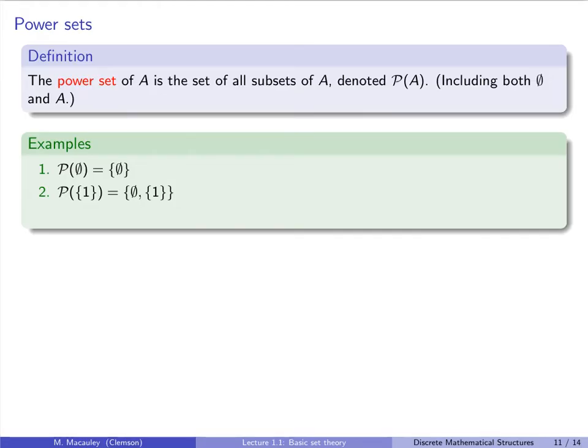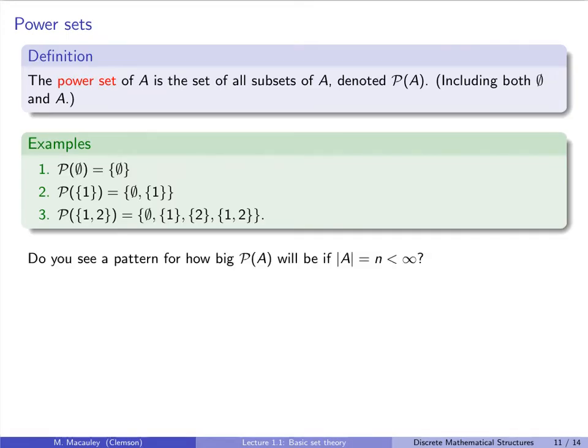Next, the power set containing a one-element set, let's just say the set containing 1, consists of the empty set and that set itself. There are no other subsets. Next, the power set of a two-element set, let's just say that that set contains 1 and 2, consists of the empty set, the set containing 1, the set containing 2, and the entire set, that is, the set containing 1, 2, and 3.